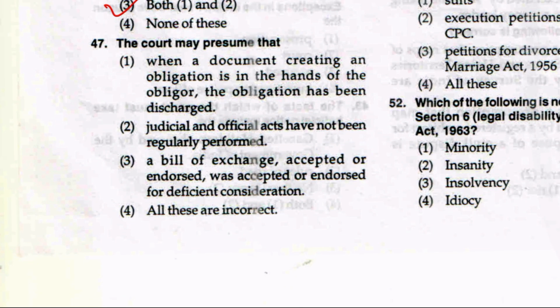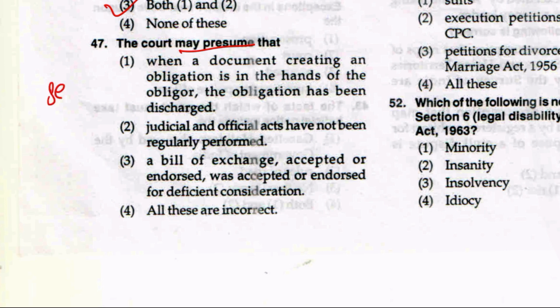Come to question number 47. The court may presume that: option 1, a document creating an obligation is in the hands of the obligator, the obligation has been discharged. Option 2, judicial and official acts have not been regularly performed. Option 3, bill of exchange accepted or endorsed was accepted or endorsed for deficient consideration. Or option 4, all of these are incorrect.